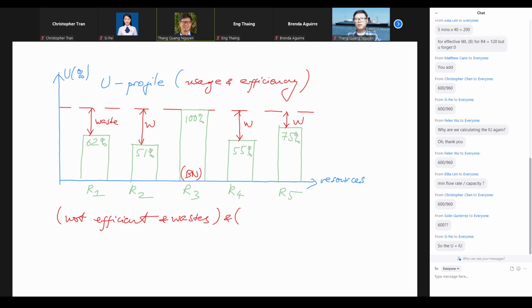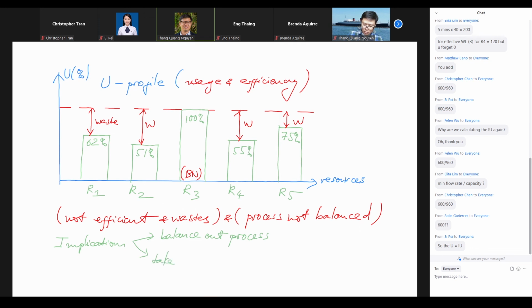The second bad thing about this picture is the process is not balanced. It's not balanced, right? So the implication here is the following. Number 1, we need to balance out the process. And number 2, we need to take more demand in, and then promote if necessary, so that we have more demand, right?